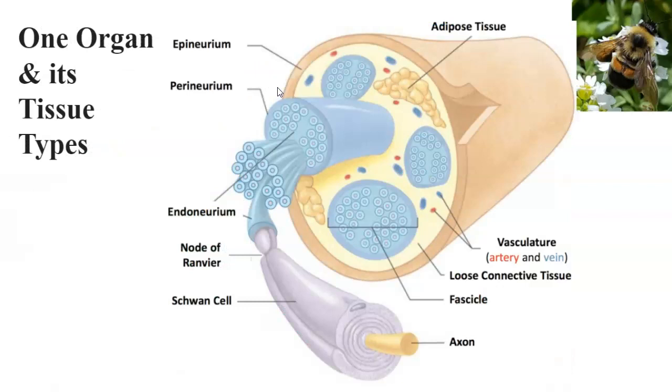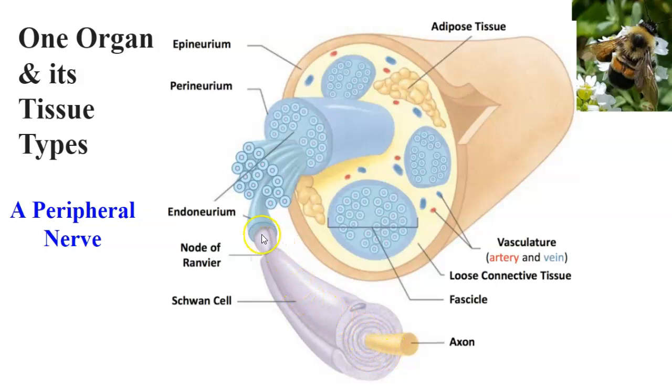If we were to look at one organ within the nervous system and how it is put together to explain tissues coming together to make an organ, this could be one example, and this would be specifically looking at a peripheral nerve. So again, a nerve that comes out from the brain or ventral nerve cord. And a nerve is a whole bunch of neurons. So here's a neuron wrapped in glial cells called Schwann cells.